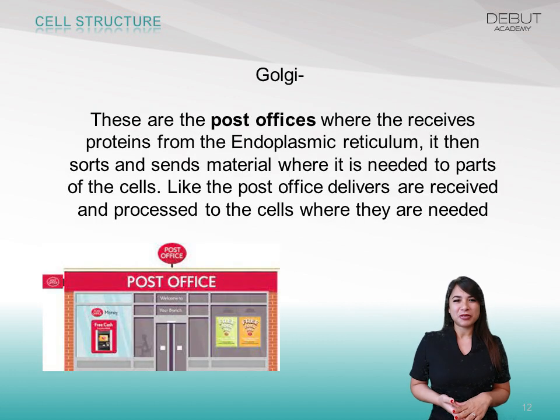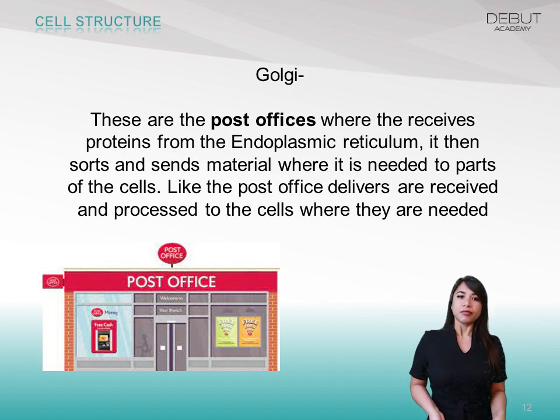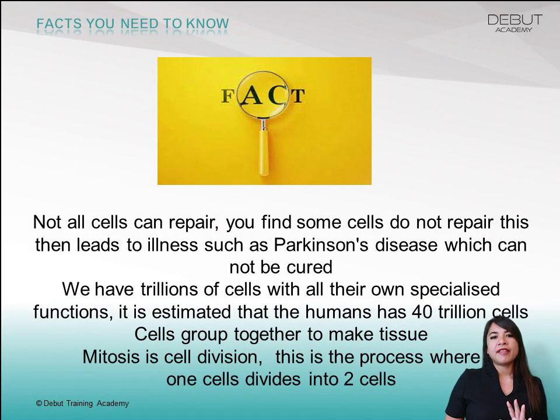The next part is the Golgi. Now this reminds me of the post office. The reason being is because the Golgi sorts and sends the messages that it needs to the cells for it to carry out its duties. So it receives proteins from the endoplasmic reticulum. So if you remember, that was the motorways, and that's where it gets the information to be able to carry out its job. So we have some facts for you, just a few to go through.